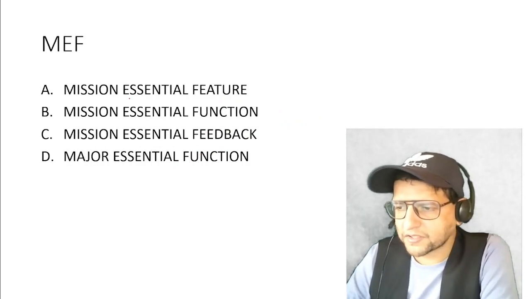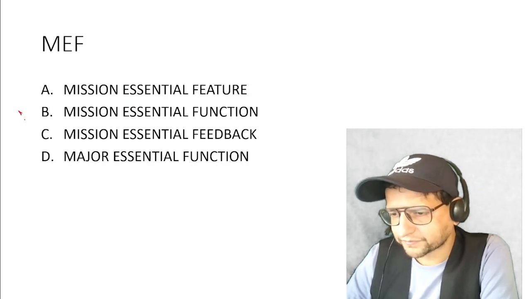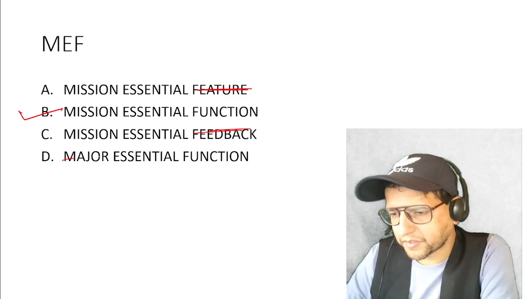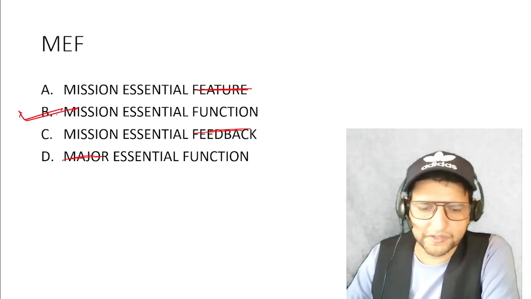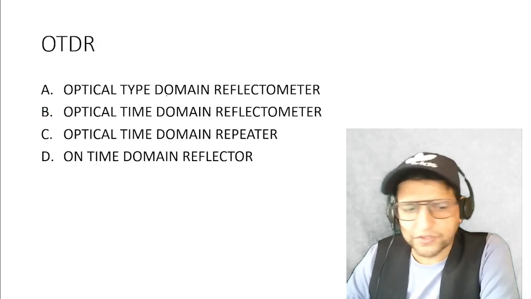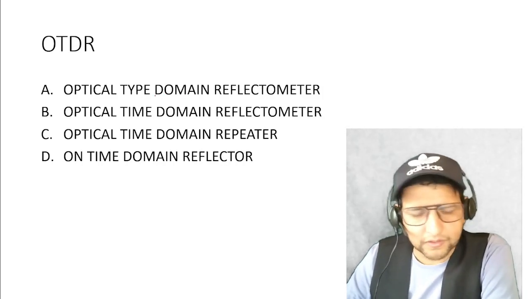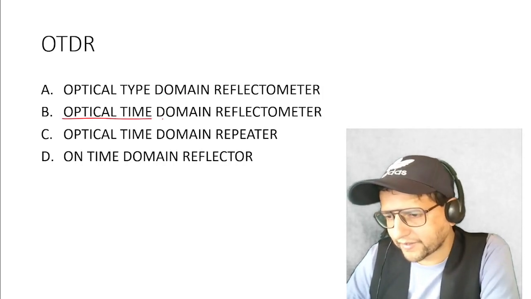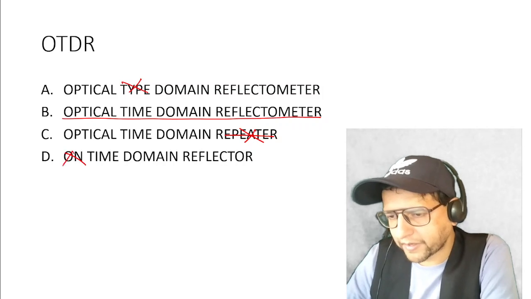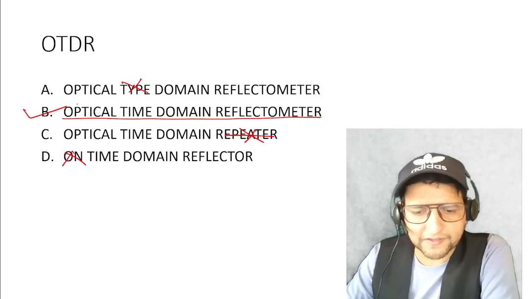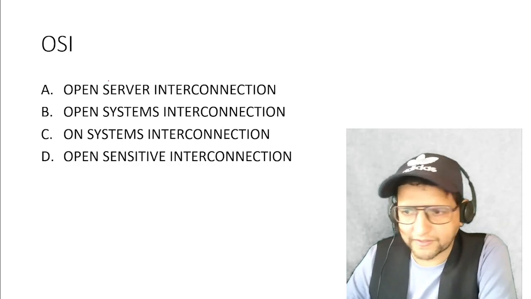MEF is a mission essential function. It is not feature, it is not feedback, it is not major. So mission essential function. B is the right one. OTDR is your optical time domain reflectometer. Optical time domain reflectometer. It's not type, it is not repeater, it is not on time, right? To measure the length of your fiber optic cables, you need this.